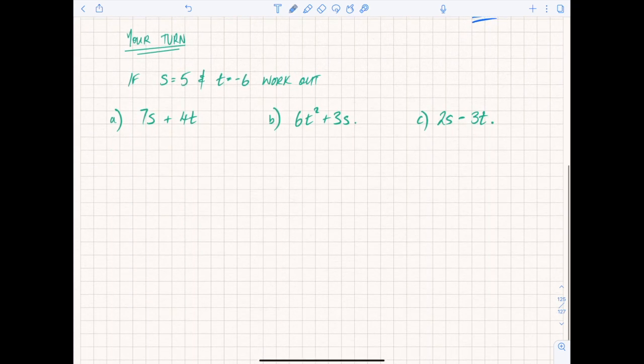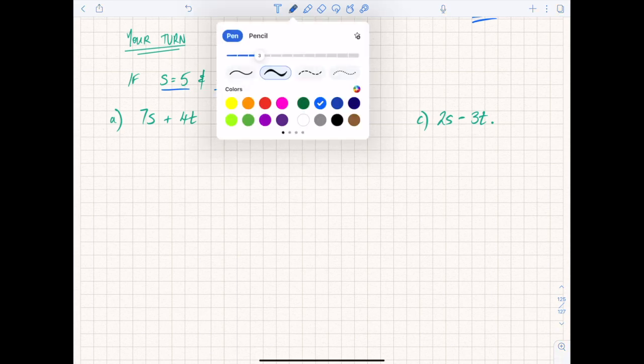There's 3 here for you to do. I've told you the value of s and t, and all of these have got s and t's in. Just give them a go. So pause the video, have a go at them, and then I'll go through them now.